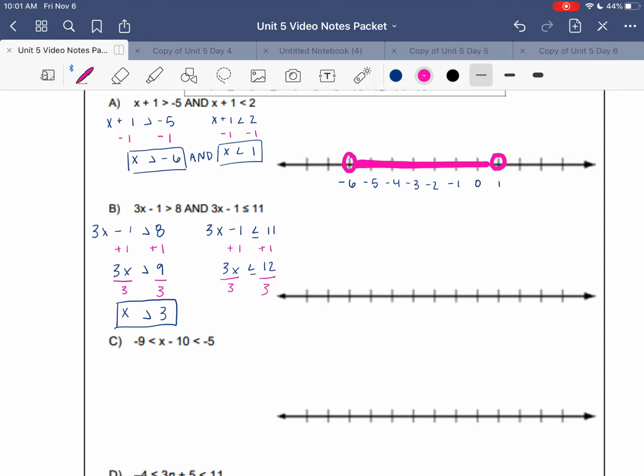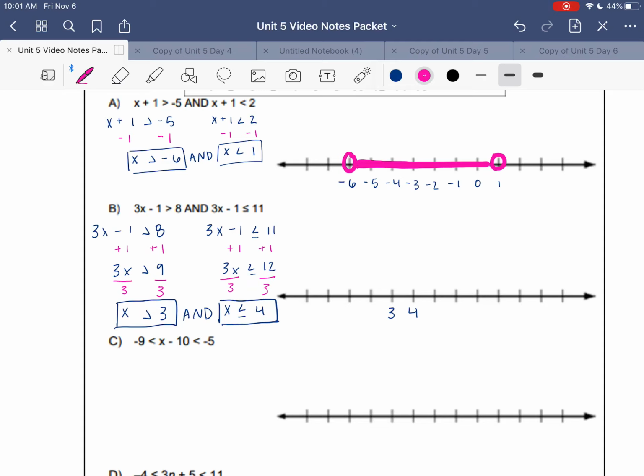We would get x is less than or equal to 4. So what I see here is I need numbers that are greater than 3, but also less than or equal to 4. So they have to be in the overlapping section. So this one actually spanned much of my number line. I'm going to put 3 and 4 right in the middle.